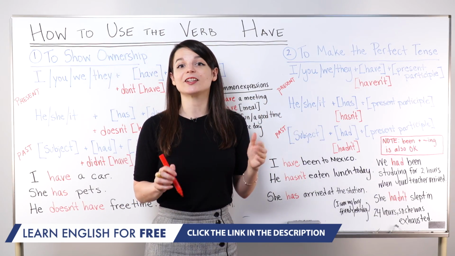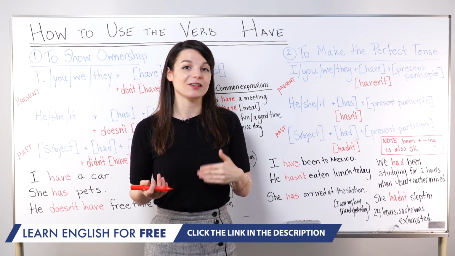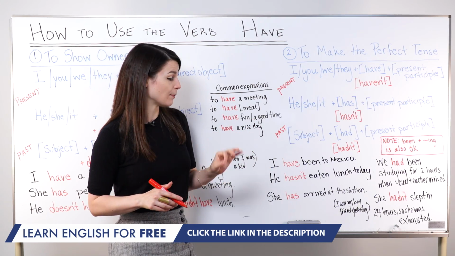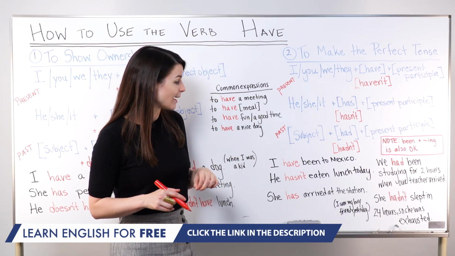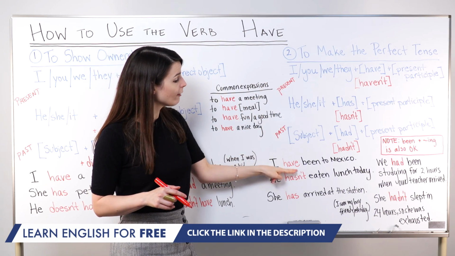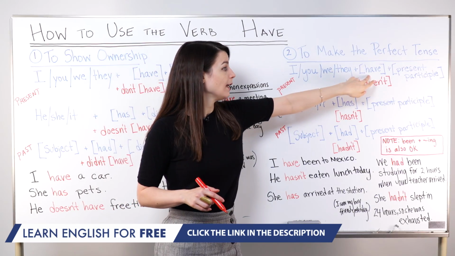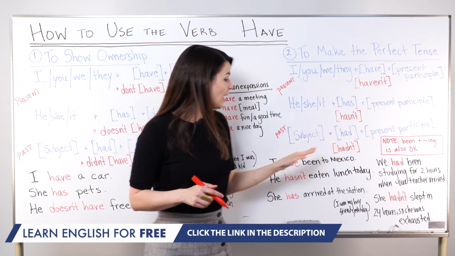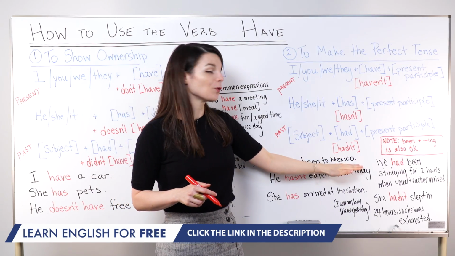Okay, so let's take a look at some examples that use this pattern. First, I have been to Mexico. My subject is I, here. I follow this with have, and then I use the present participle form of my verb. I have been, in this case, to Mexico.